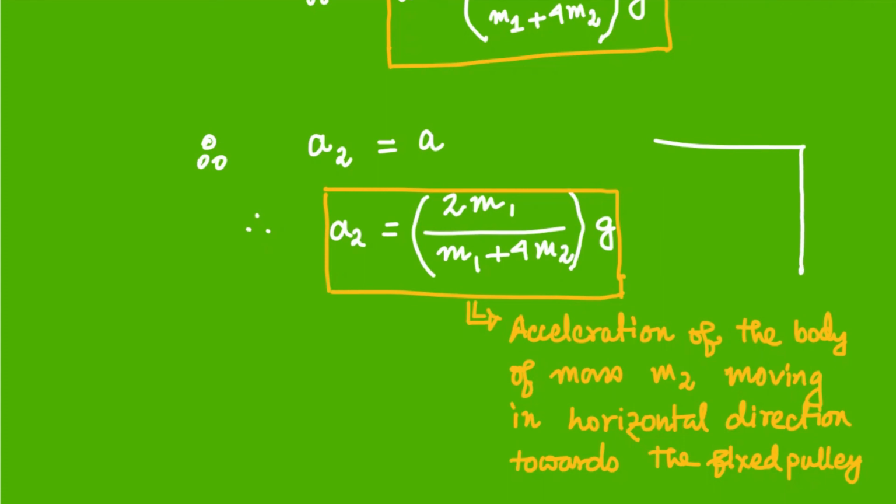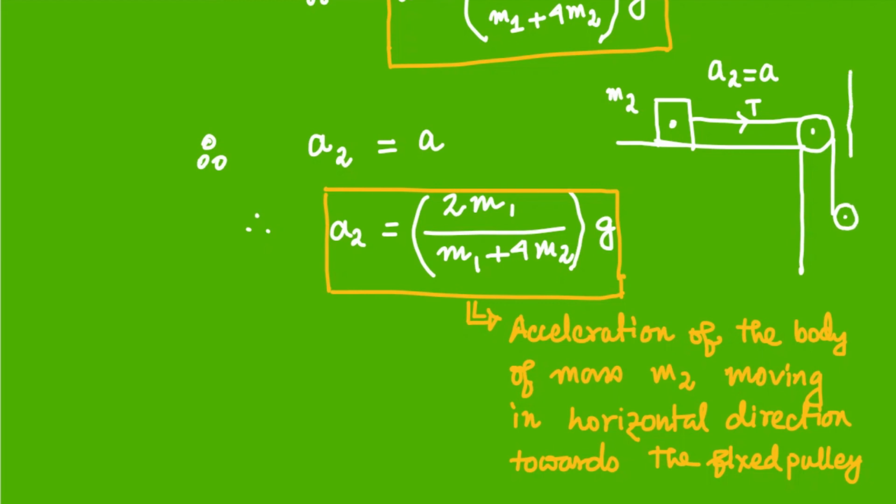If we draw the diagram again, this is the fixed pulley P2. A body of mass m2 is placed on a horizontal table. This is the body of mass m2, which is tied to one end of the string. The string is passing over the fixed pulley, and this body of mass m2 is moving towards the fixed pulley with an acceleration a2 equal to a, which is equal to 2m1 divided by (m1 plus 4m2) into g. This is the movable pulley, from which another body of mass m1 is suspended.